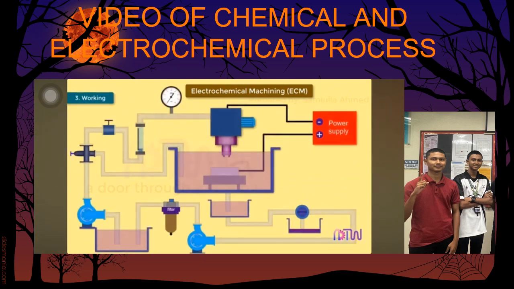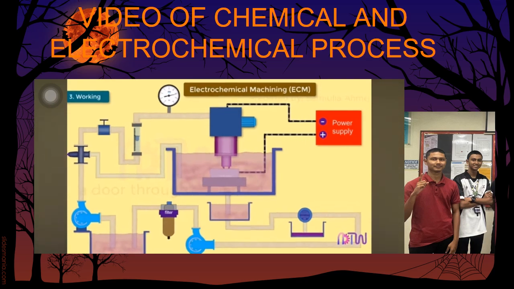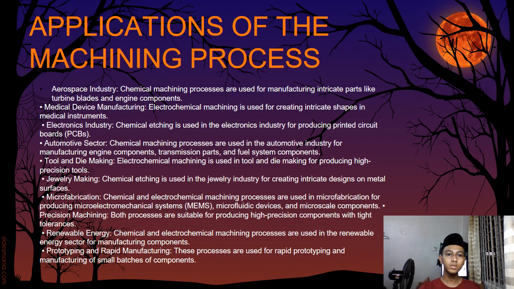Working of electrochemical machining. First, the workpiece is assembled in the fixture and the tool is brought close to the workpiece. The tool and workpiece are immersed in a suitable electrolyte. After that, a potential difference is applied across the workpiece, which is the anode, and the tool, which is the cathode. The removal of material starts. The material is removed in the same manner as we have discussed in the working principle. The tool feed system advances the tool towards the workpiece.